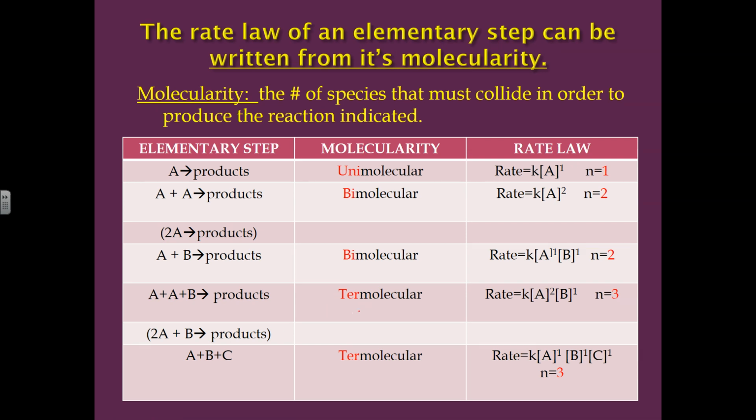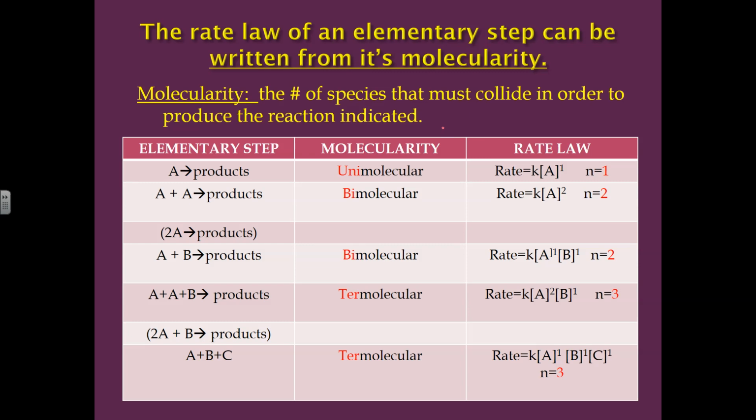The rate law of an elementary step can actually be written from what's called its molecularity. Let me repeat that. The rate law for an elementary step, not an overall reaction, but if you're given a mechanism with elementary steps, you can write the rate law directly from its molecularity. So I need to clarify exactly what is meant by molecularity. Molecularity refers to the number of species, the number of particles, the number of reactants, if you will, that must collide in order to produce the reaction indicated.